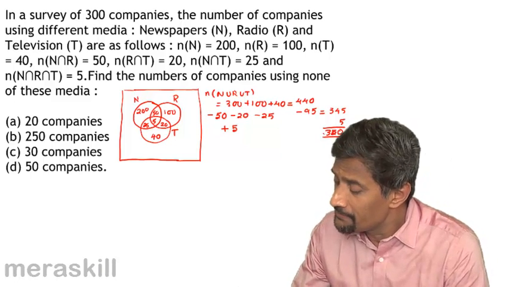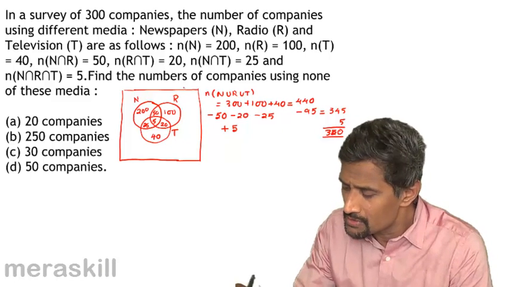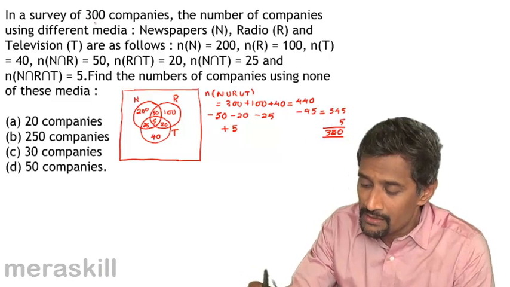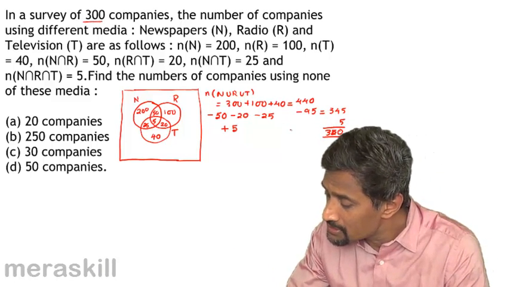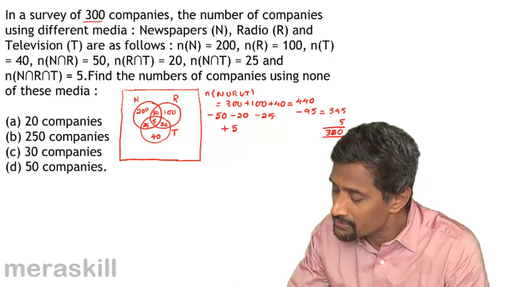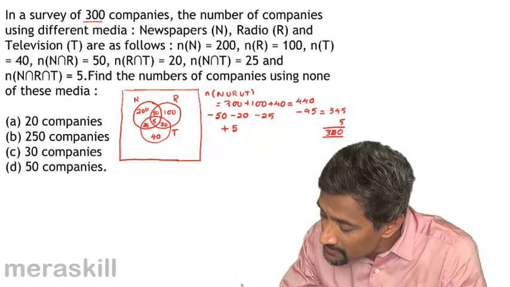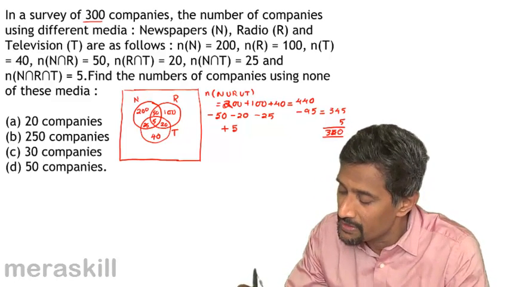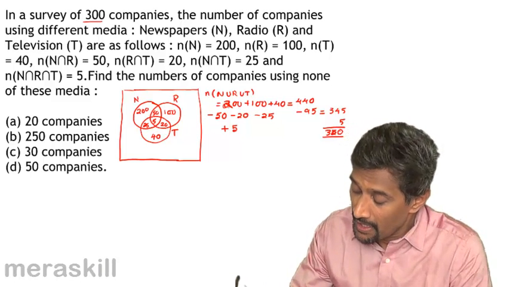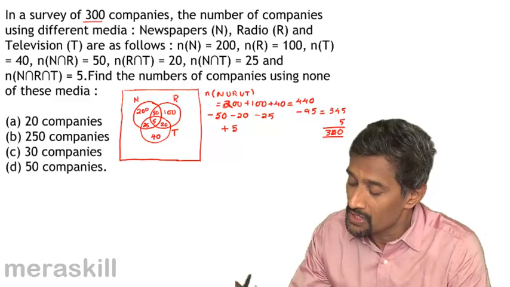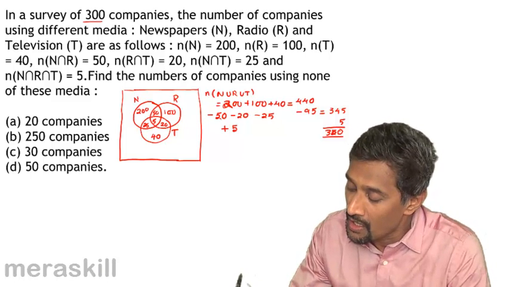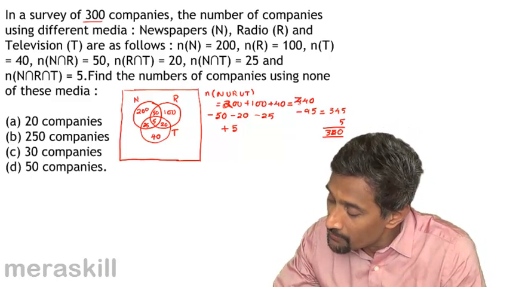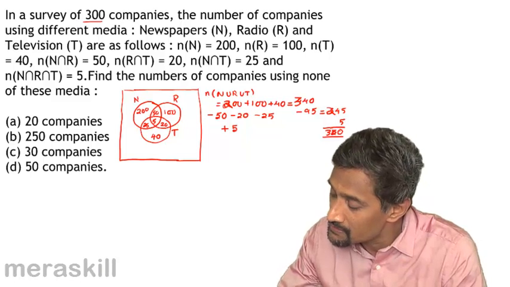So we have 350, which is strange because the total itself is 300. Have we made a mistake somewhere? Because this 350 has to be lesser than 300. So somewhere here, 50, 20, 25. Oh, here we have made a mistake. This is 200. I'm so sorry. It has to be 200. This 200 plus 100 plus 40. That is n of N plus n of R plus n of T. That is 340 minus n of N intersection R, n of R intersection T, n of N intersection T. That is 95. So it is going to be 340 minus 95, 245, plus 5.